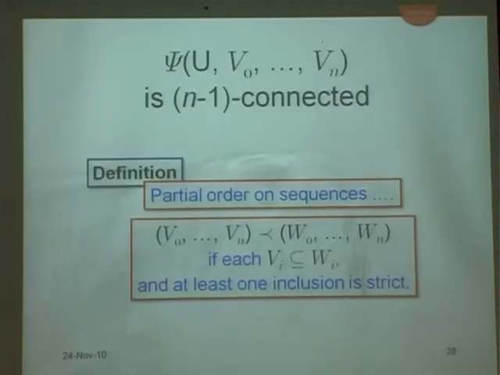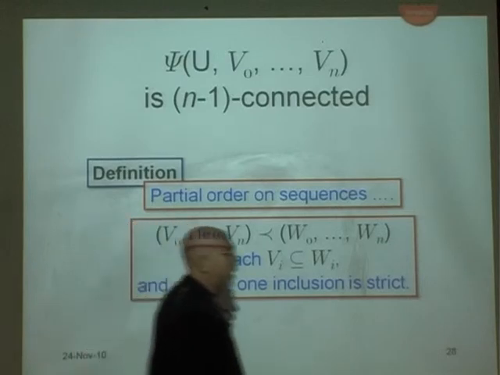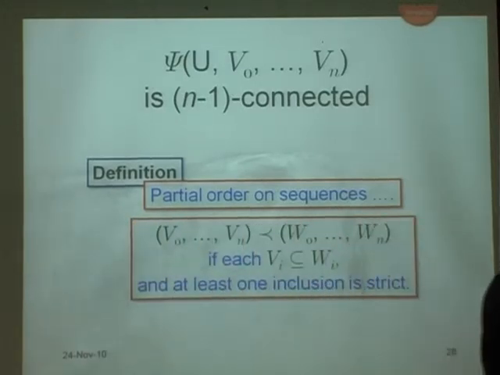So the way we do this is we're going to do a fairly straightforward double induction. The first induction is going to be a structural induction on the set of values that we're assigning. So we say one sequence of sets is less than another one if each one is a subset and one inclusion is a proper subset. So that's sort of the natural definition there.